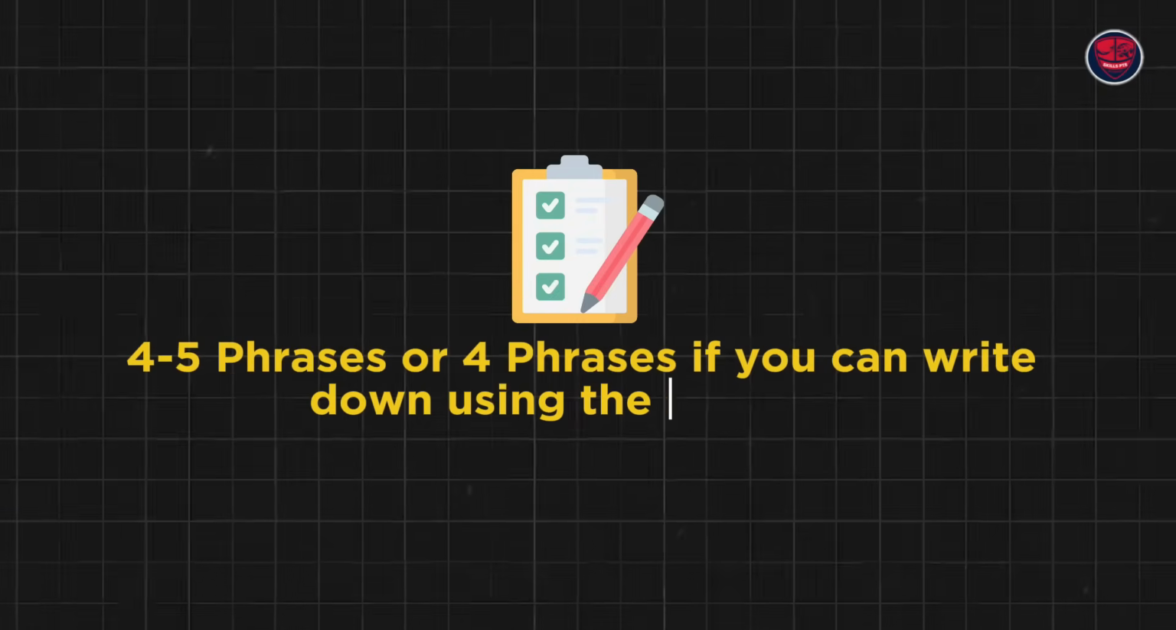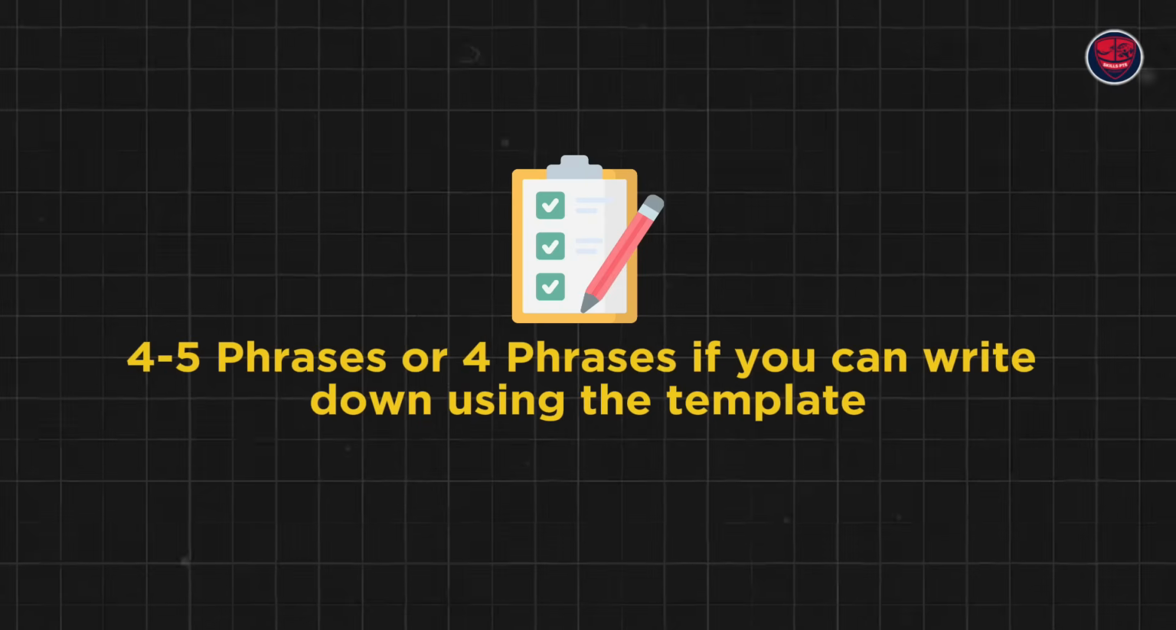Can we trick here? To an extent, yes. The strategy goes the same way as written text here. 4 to 5 phrases, or 4 phrases if you can write using the template, well and good, but most importantly you have to be grammatically correct. Spelling should be perfect. All these are difficult things. Then where is this tricking part?